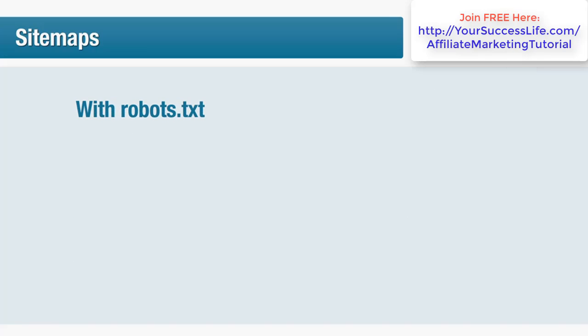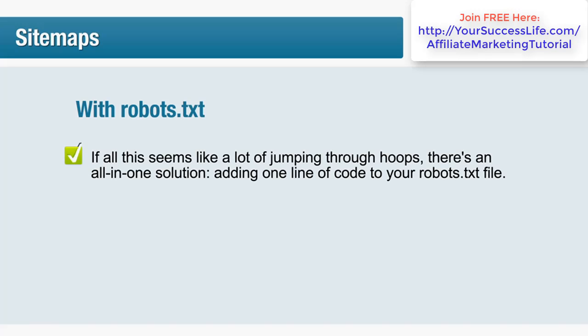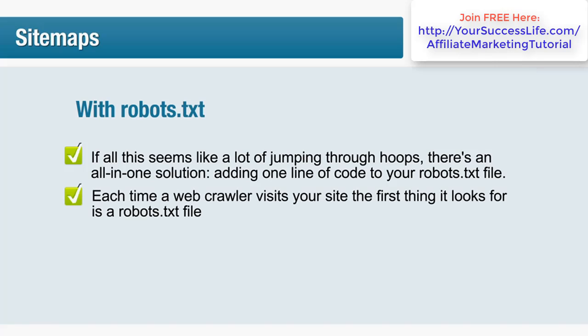What about with the robots.txt file? If all this seems like a lot of jumping through hoops, then there's an all-in-one solution, adding one line of code to your robots.txt file. Each time a web crawler visits your site, the first thing it looks for is a robots file.